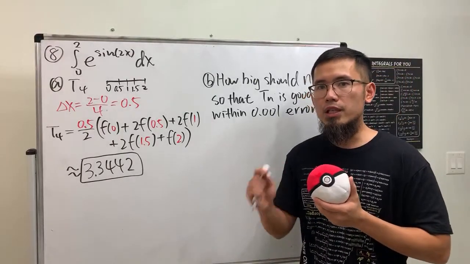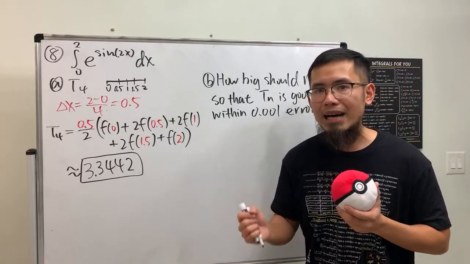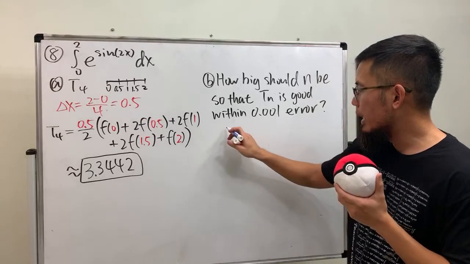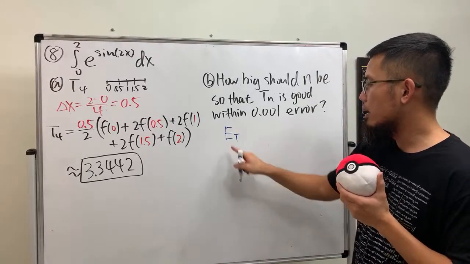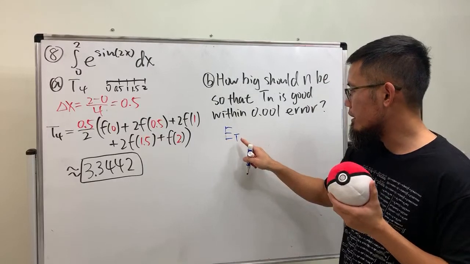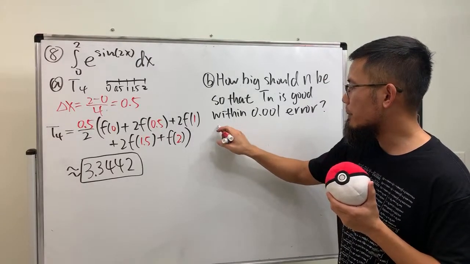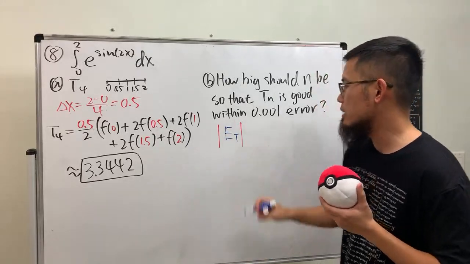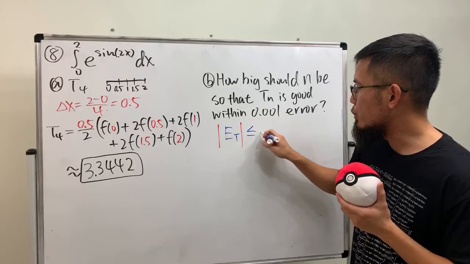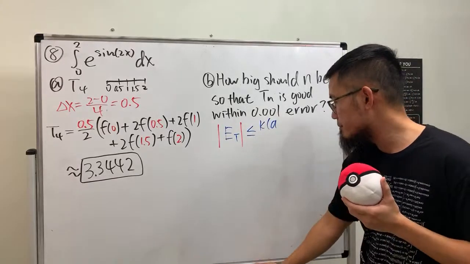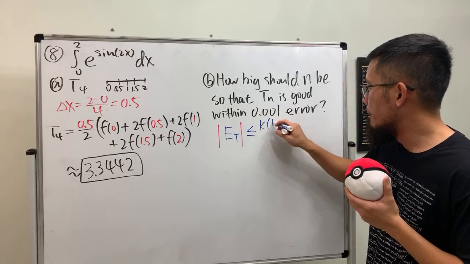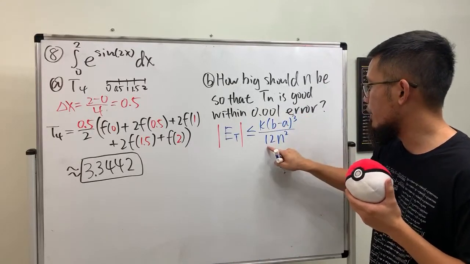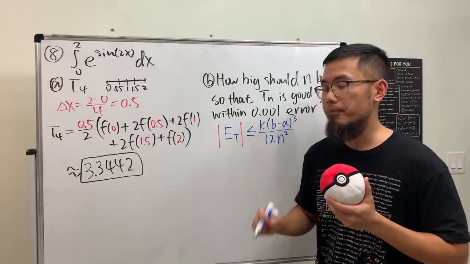Okay, here we go. For this question, you will have to use the error bound formula. So I will tell you the error bound formula is this. E sub T, right? The error bound formula for the trapezoidal rule. And we don't care if it's overestimating or underestimating, so we just put down an absolute value for that. And this right here is less than or equal to K times (b minus a) to the third power over 12n squared, right?